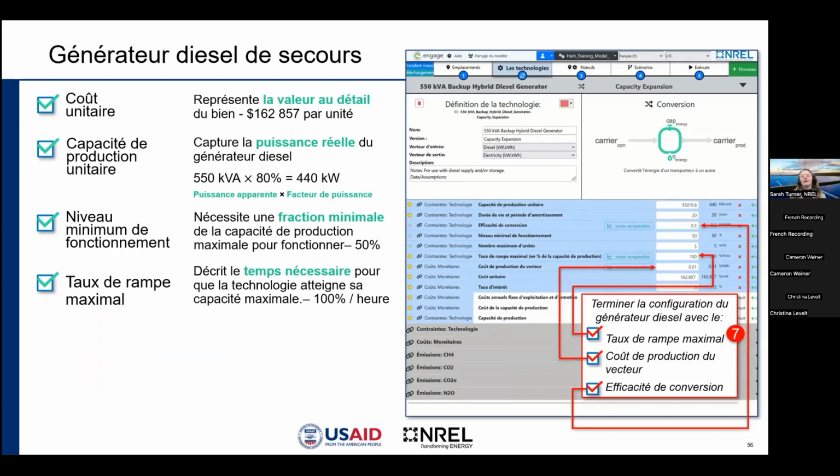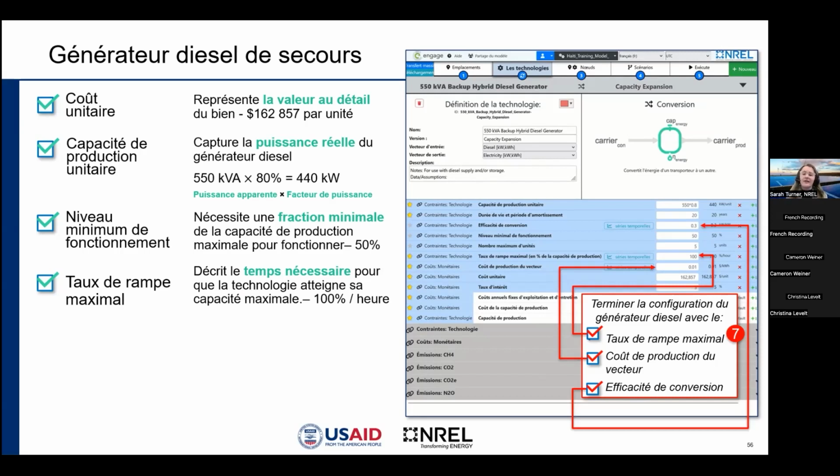Another parameter we'll need to populate is the maximum ramp-up rate, which tells Engage how much time a technology needs before it is able to serve its maximum production capacity. This parameter is particularly relevant for thermal generators like coal and nuclear power plants that need a lot of time to warm up before they can start producing electricity.